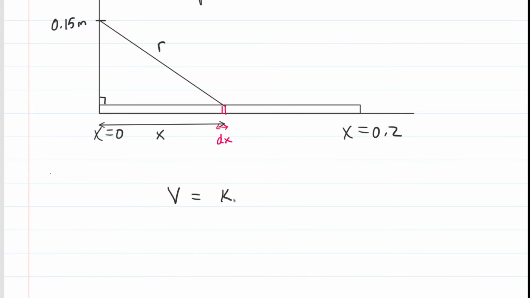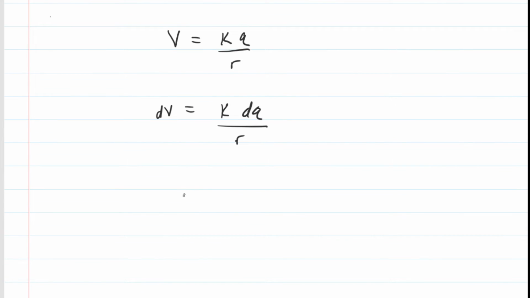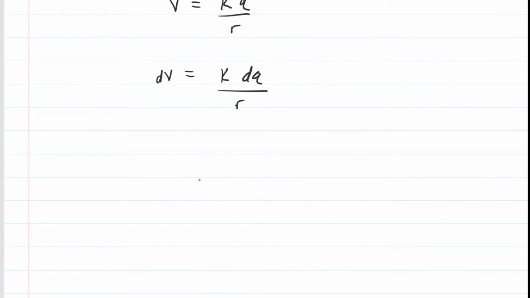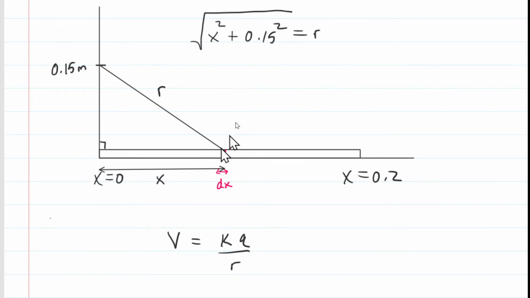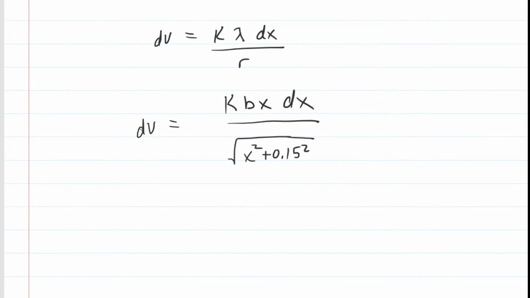Remember, the potential of a point charge is kq over r, but then the potential expression for a little differential element is similar, except we'll say dV equals k times dq over r. And now we just fill in what we had for dq. Remember dq earlier? That was developed as lambda dx, so we'll fill that in. And then we will recall that lambda was equal to bx, so we'll fill that in as well. And then finally the r, the distance from our differential element to the location of interest, was up there at the top of the screen. It was the square root of x squared plus 0.15 squared. So that would be the electric potential contributed to the location of interest by that one single charge element.